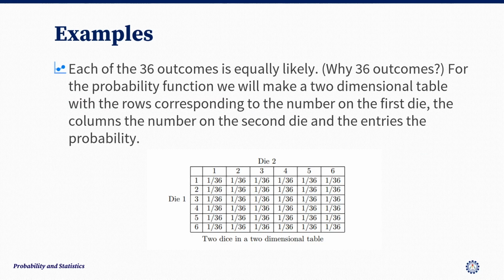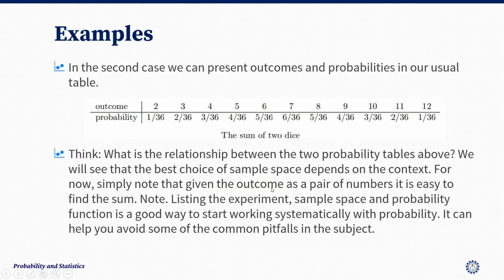Each of the 36 outcomes in the pair case is equally likely. Why 36 outcomes? For the probability function, we make a 2-dimensional table, with the rows corresponding to the number on the first die, the columns to the number on the second die, and the entries being the probability. So here are the 2 dice in a 2-dimensional table: 1, 1 has 1 over 36, 2, 2 has 1 over 36, so the probability is 1 over 36 for all the outcomes.